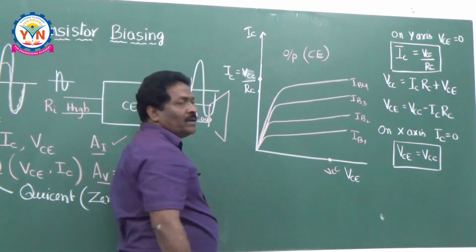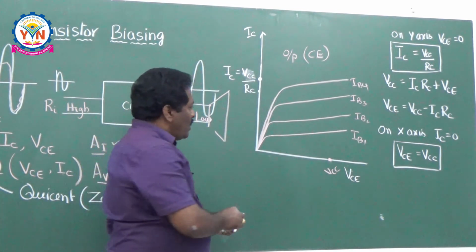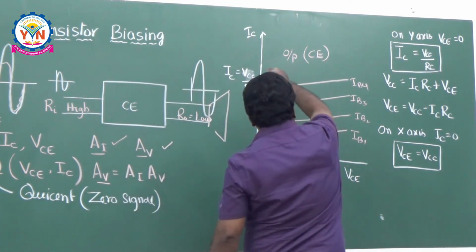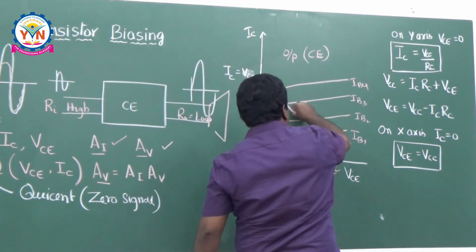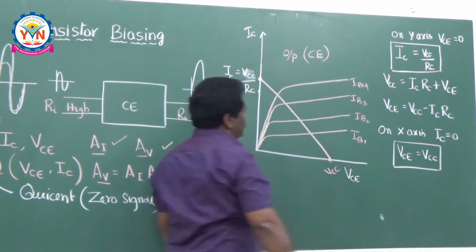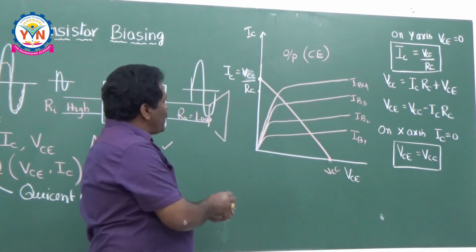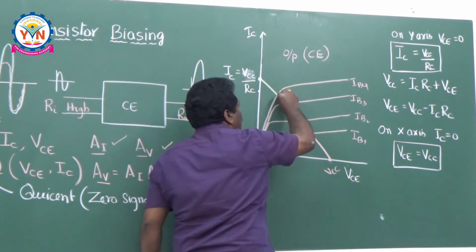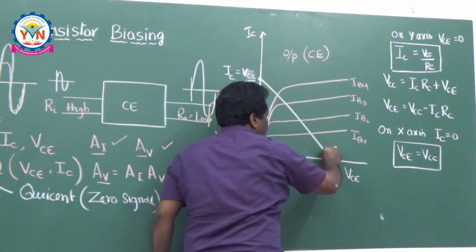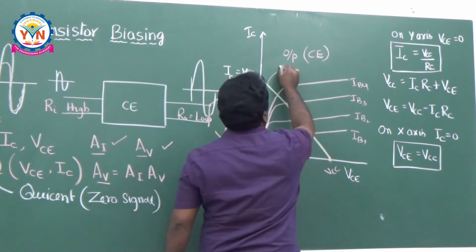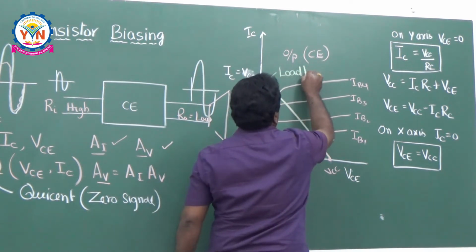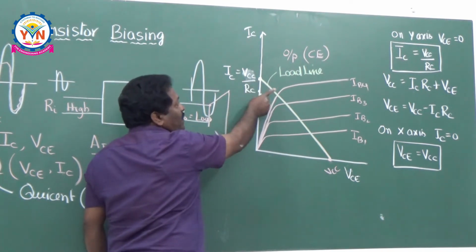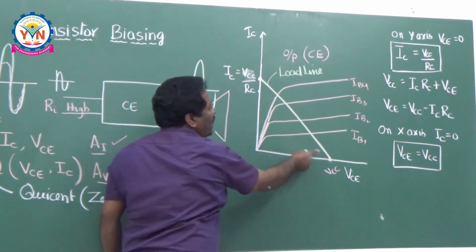These are the 2 points, the 2 extremes. On the x-axis it is VCC, on the y-axis it is IC. Just combine these 2 points and take a straight line joining them. Whatever line I am drawing, connecting VCC by RC and VCC, is called the load line. Load line is nothing but the line joining VCC by RC and VCC.